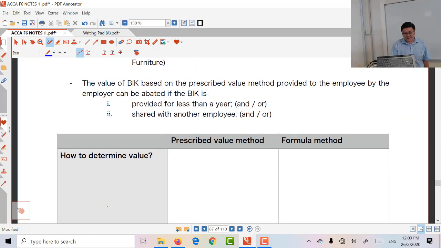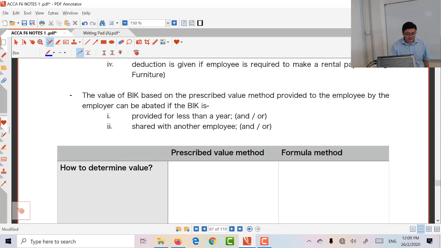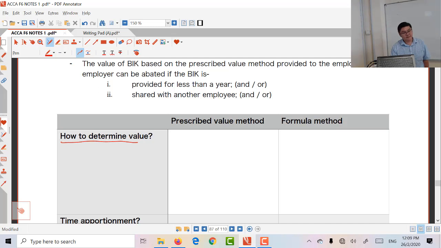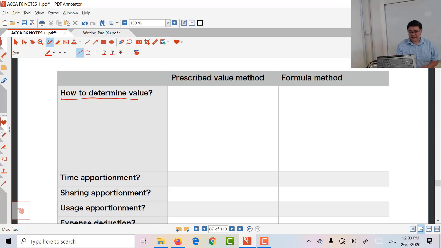Now, whenever you are given a benefit, you can determine the value of the benefit either through a method called prescribed value or formula. There are two methods, PV or formula. Only selected BIK has PV. That's very important.